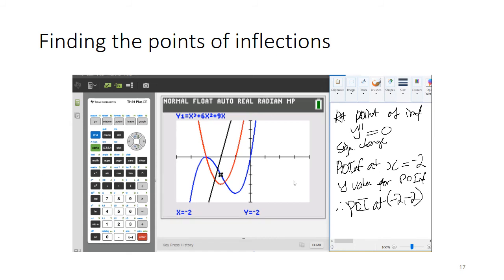And you can use it to check, because you can see at the left of this point, your curve is concaving down. And at the right of this point, your curve is concaving up. So this is the point where the concavity of the curve changes.